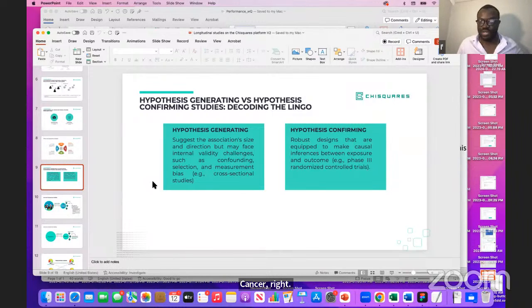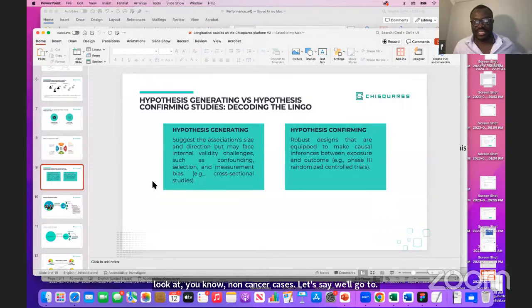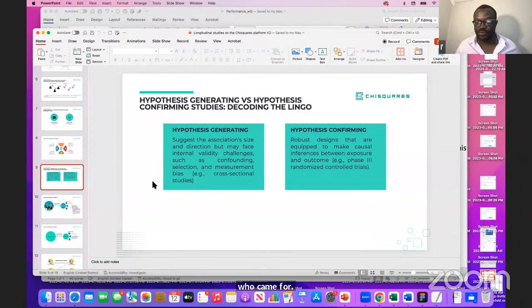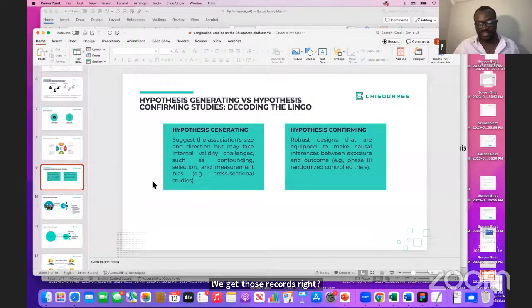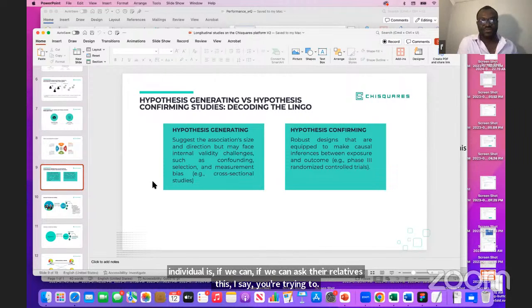Let's say we'll go to a particular ward, look at individuals who came for a routine health check, a wellness check at the hospital. We get those records, right? And we're trying to see how the cases, individuals with cancer, compare to the controls, which are the individuals we grabbed from the wellness visits, in terms of their exposure status. So we'll try to look at these individuals, and if we can ask their relatives, because you're trying to capture that data, their relatives.